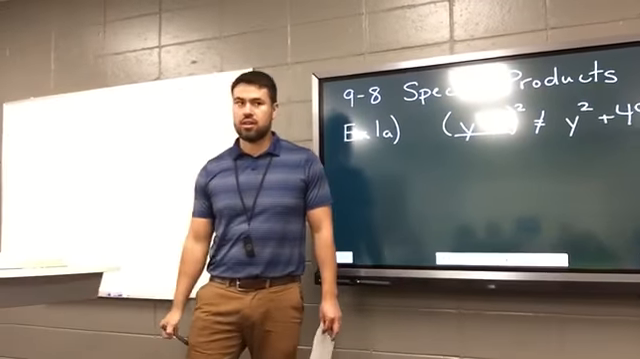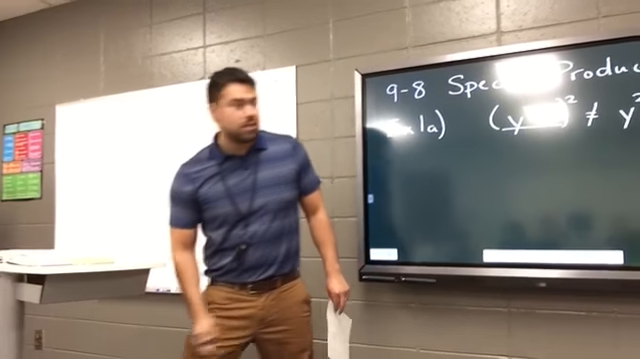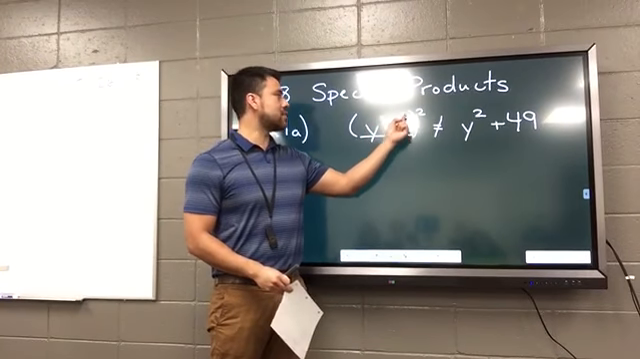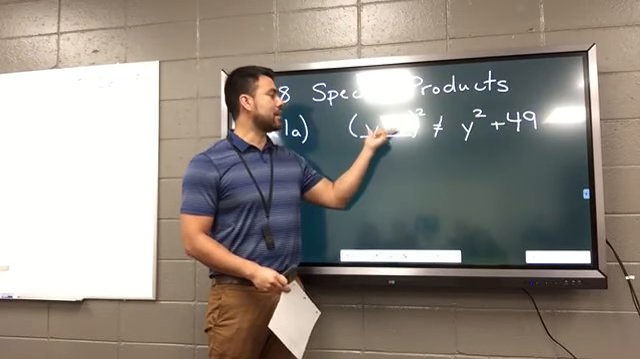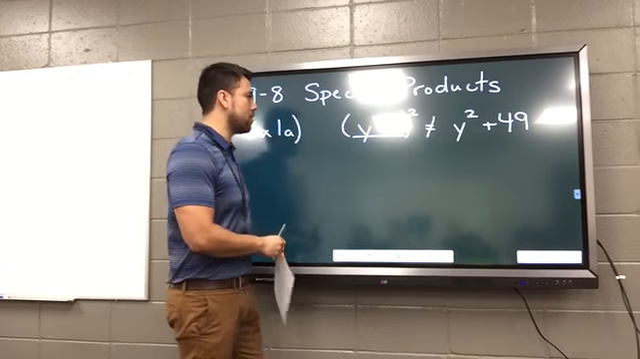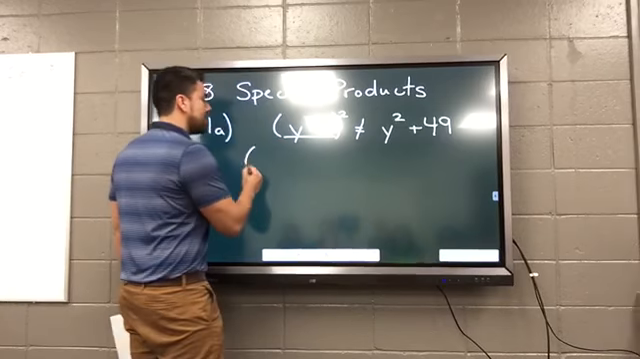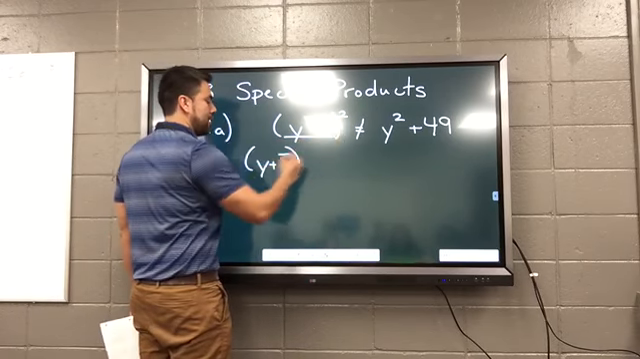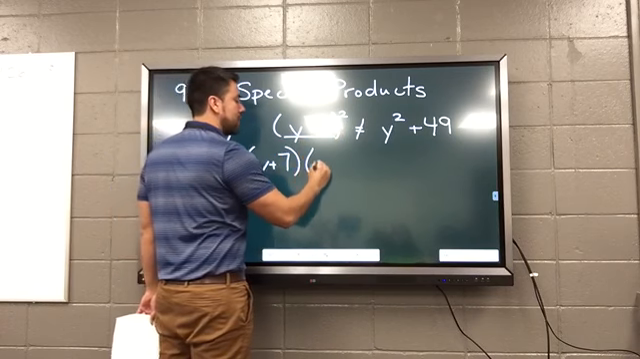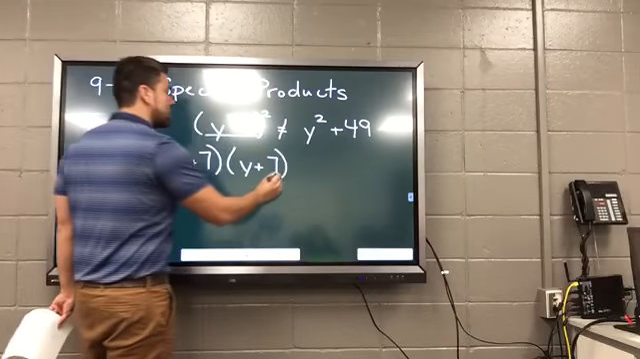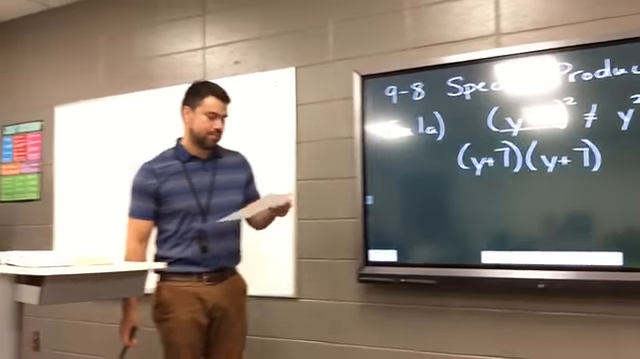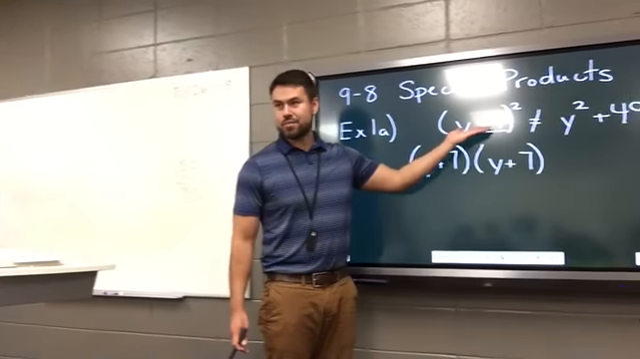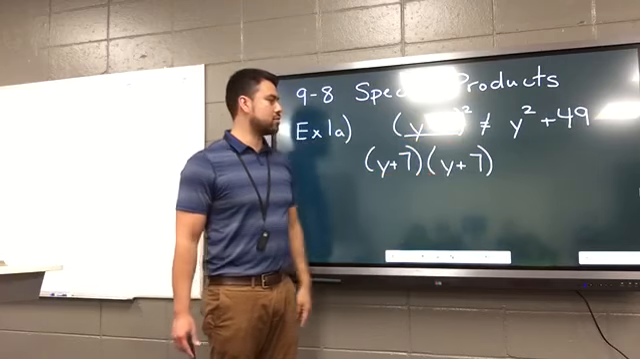What operation? Addition. So we do not just raise y to the second power and 7 to the second power, because these are being added. That's a different rule than the one we were looking at before. So what does (y + 7)² mean? It means (y + 7) times (y + 7). That's what it means. Basically, whatever this is, you multiply it by itself because you have the exponent 2.